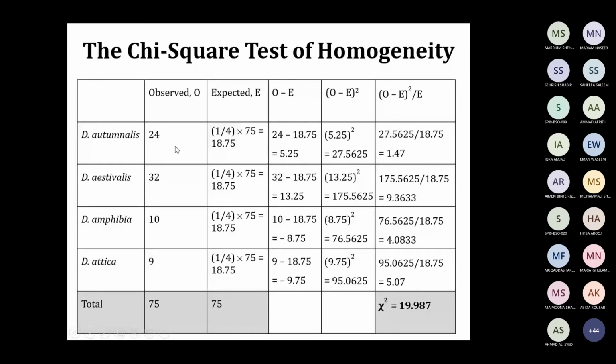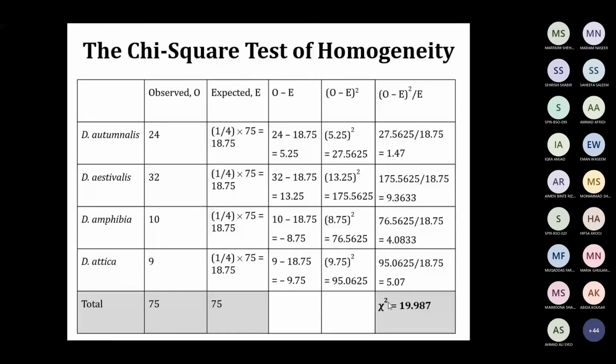And what is chi-square? This is the sum of this column, right? Sum of this column, 1.47 plus 9.3633 plus 4.0833 plus 5.07. Sum of this column is the chi-square value. Is this the value that you have calculated? Yes, ma'am.